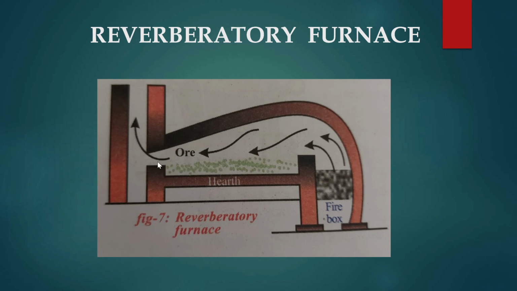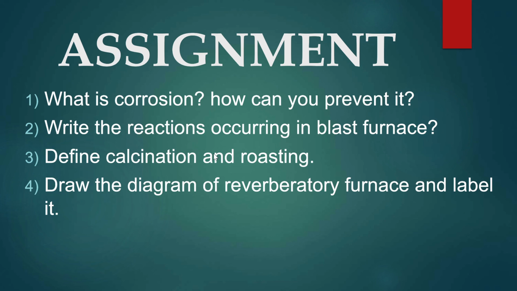Children, now coming to the assignment. What is corrosion? First question, how can you prevent it? Second, write the reactions occurring in the blast furnace. Third question, define calcination and roasting. And the fourth question, draw the diagram of a reverberatory furnace and label it.